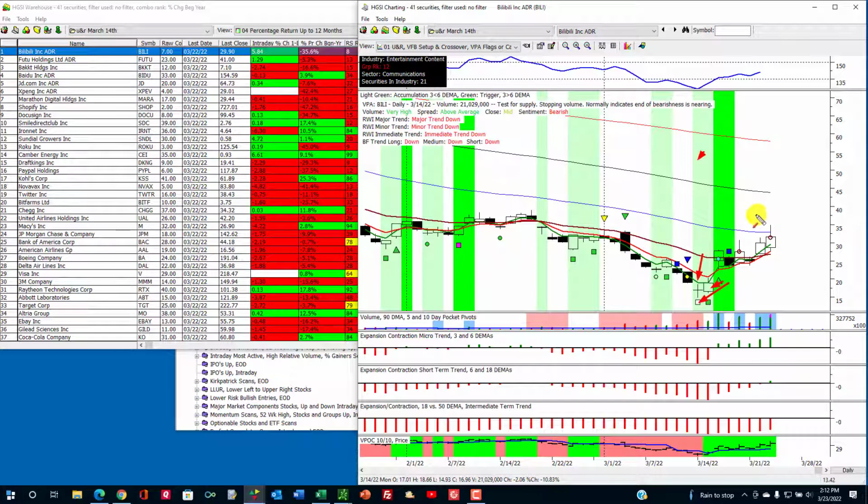Now my scan consists of finding stocks where the 3-day exponential moving average is under the 6-day moving average, and it's generating a bullish signal. And that bullish signal can either be a candle or a VPA flag. You can see both of these days had a VPA flag, and these are bullish candles. And what happened? Here it started moving up the next day, and then there was a big gap up the following day, and it's continued to move higher.